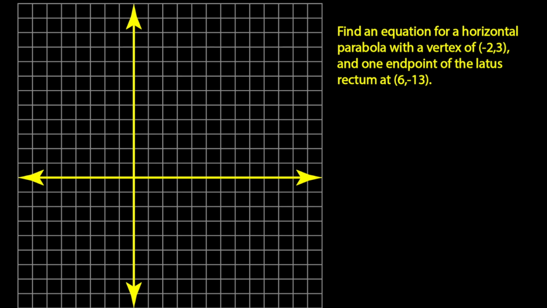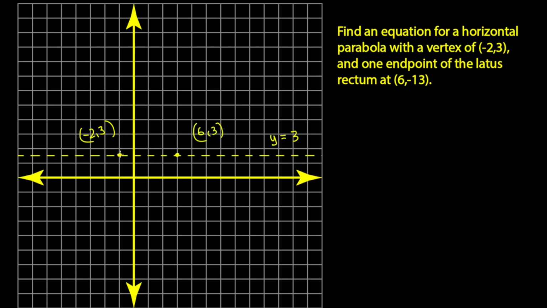Now, first, since it's a horizontal parabola and we have our vertex at (-2, 3), we know that the axis of symmetry will be at y equals 3. So also let's draw our vertex, (-2, 3). Now, next thing, since the latus rectum is at (6, -13), and we know it's a horizontal parabola, we know that the focus is going to be here, x equals 6, and then the same y coordinate as the vertex. So that is going to be (6, 3).